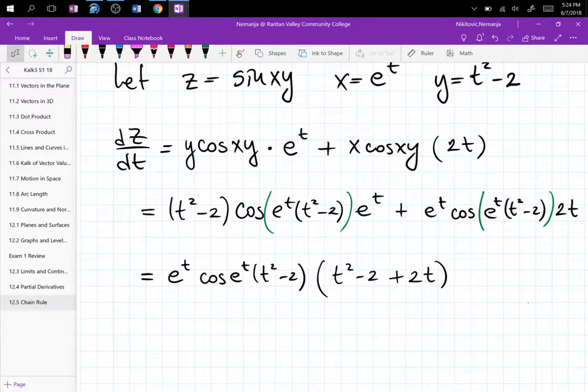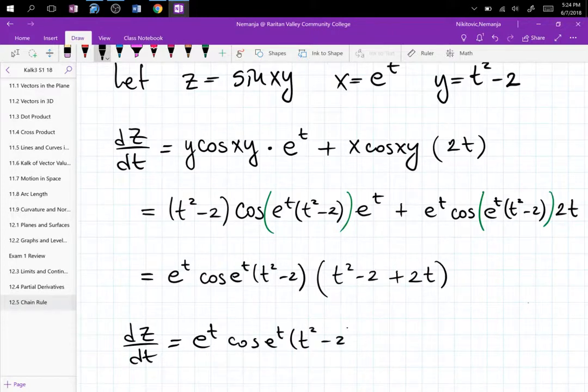And if I am to put this in order, well, I can write over here the final answer: e to the t, cosine e to the t, t squared minus 2, and then in parentheses, so all of these times. You know what, I'll put polynomial in front.